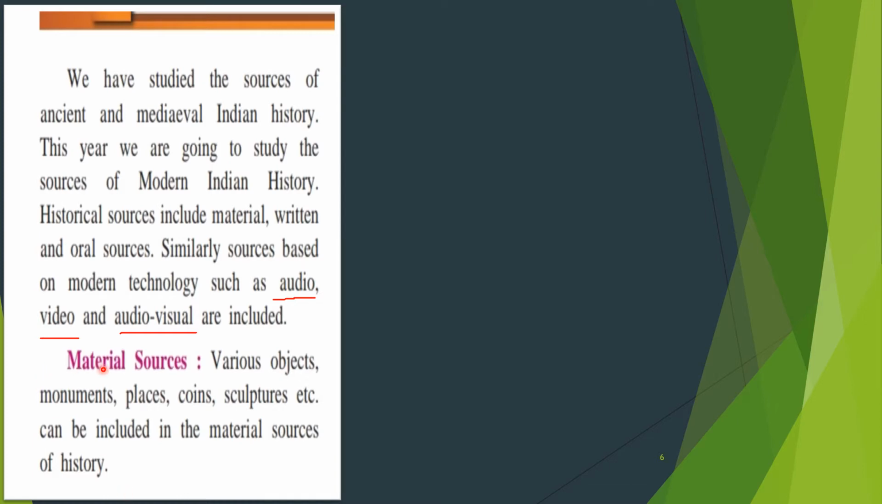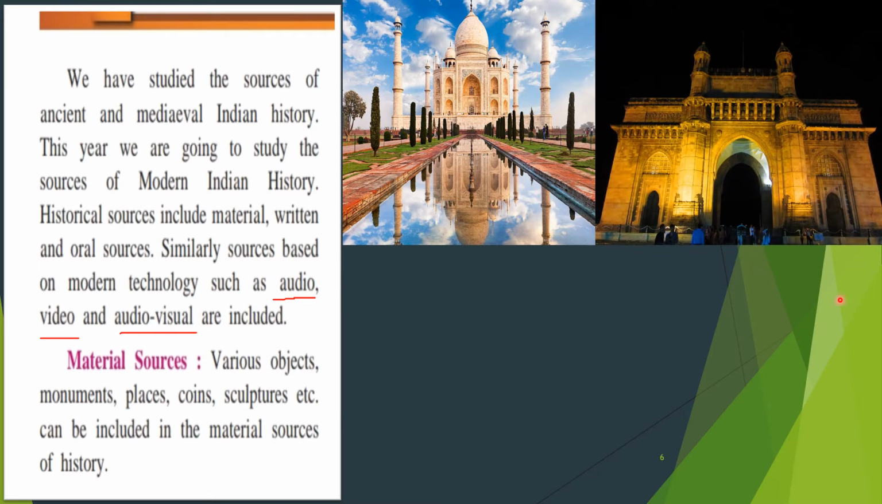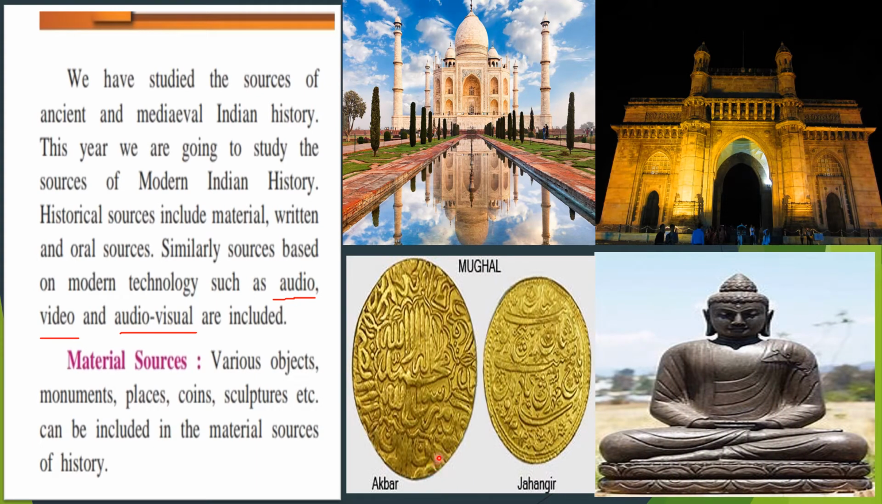Okay. Material sources. Which sources? Material sources. Various objects. Monuments, for example, Taj Mahal. Places like Gateway of India. Here you can see coins and sculptures, etc. can be included in the material sources of history. Okay, next.